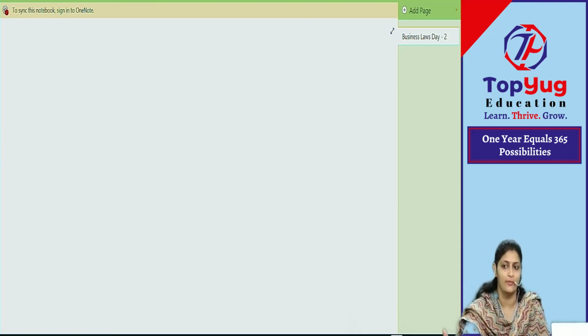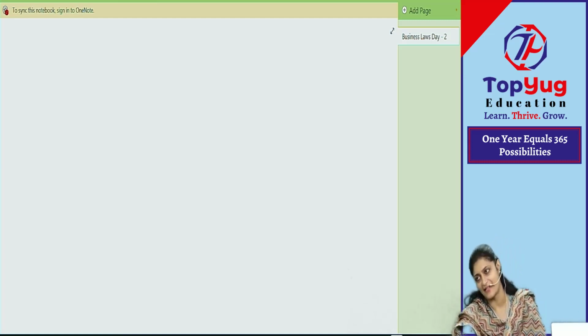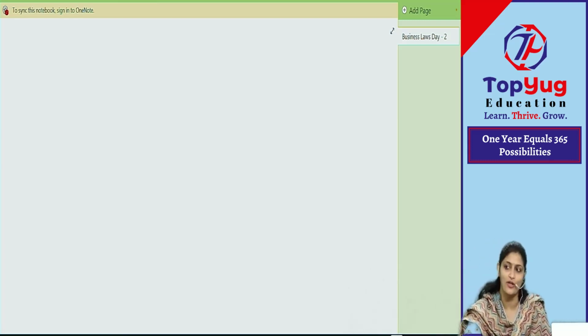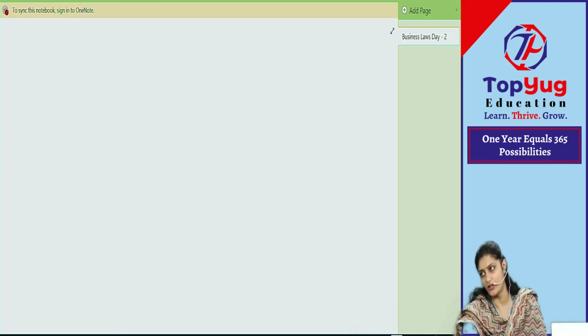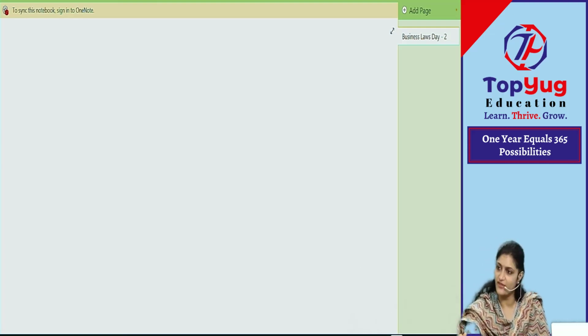And next one, who's going to tell me? Yes, narrow concept. Very good. Next one. All agreements are not contracts, but all contracts are agreements. Very good. Anything else? One more difference. Come on. Yes, an agreement may or may not create legal obligation, but in a contract, compulsorily there is legal obligation. Clear with these differences also.